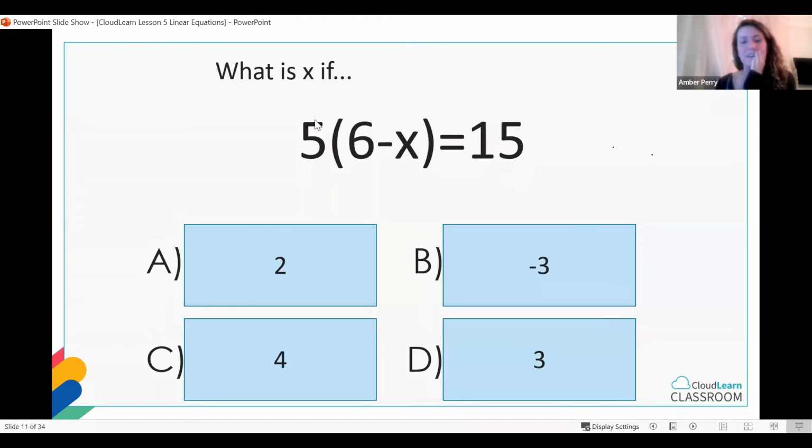Okay, so remember to begin by dividing by the 5 and then subtract the 6. And then remember to think about your minus sign here. Think carefully, we've got minus X. A little bit more tricky, this one. I will launch that now.